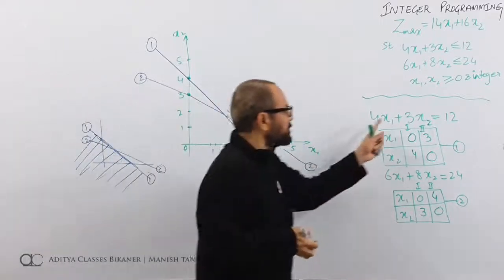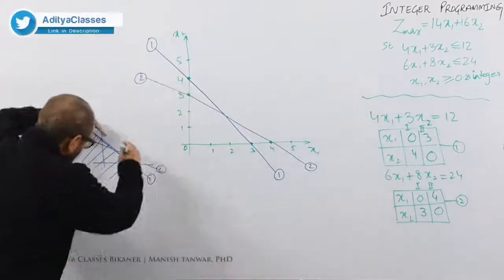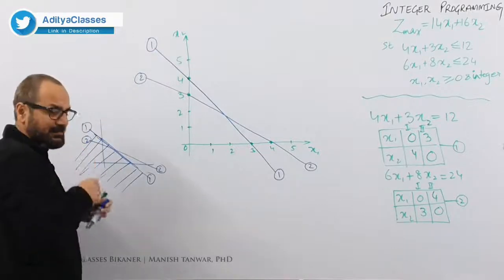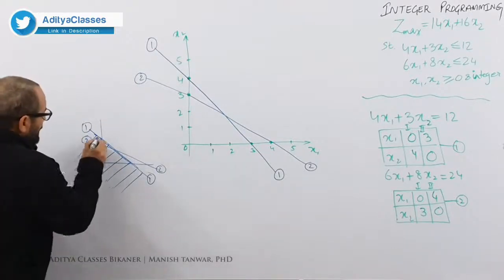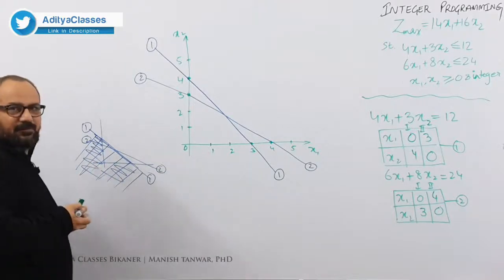On the line it is equal to. On the line it is 4x1 plus 3x2 equal to 12. But I need less than, so less than would be everything towards the origin. But remember, this area is not applicable for us. Why?